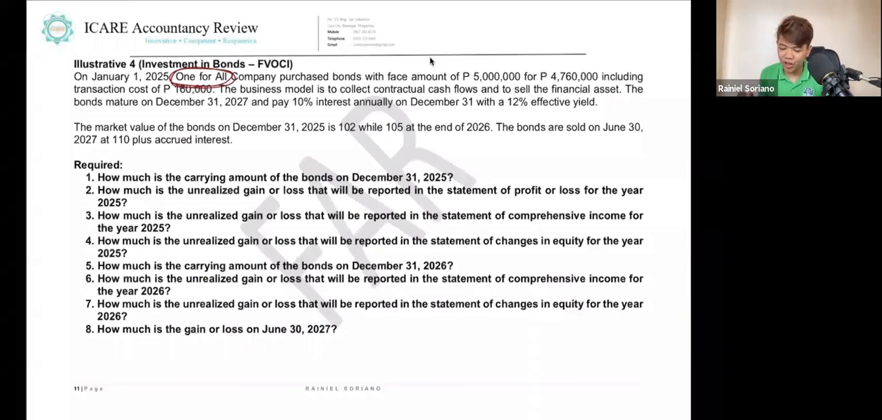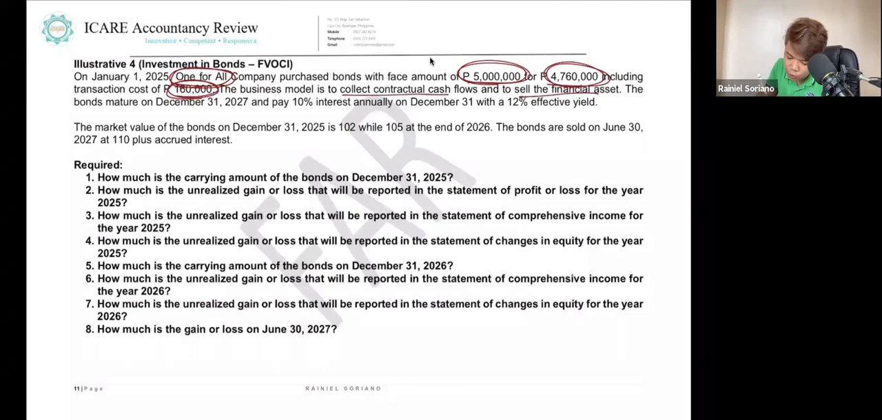Anyway, One for All Company purchased bonds with a face amount of 5 million for how much? For 4,760,000, including transaction cost of 160,000. So okay lang na nakasama dito yung transaction cost, kasi nga kapag FVOCI, transaction cost is capitalized. Okay? The business model is to collect contractual cash flows and to sell the financial asset.